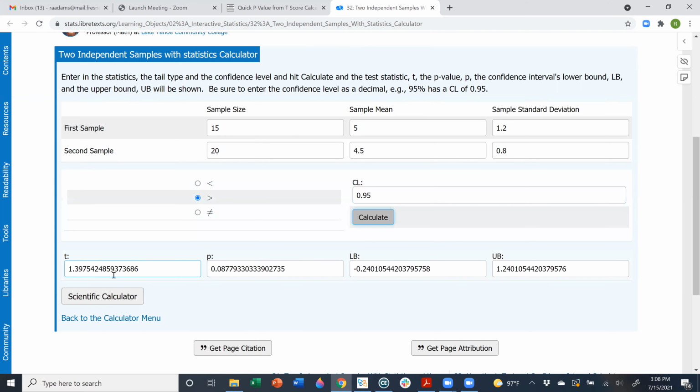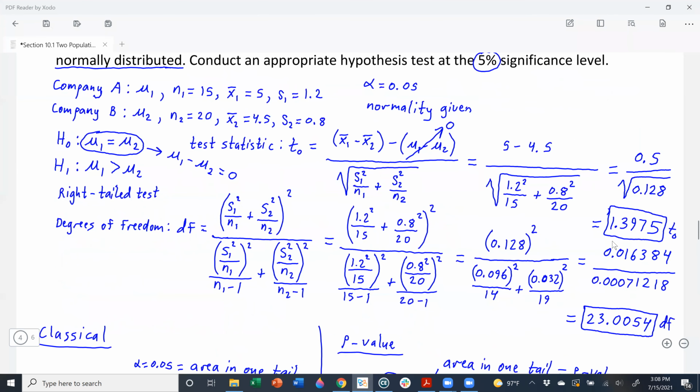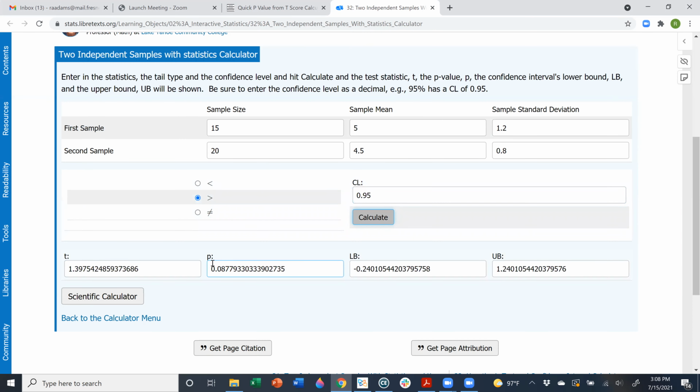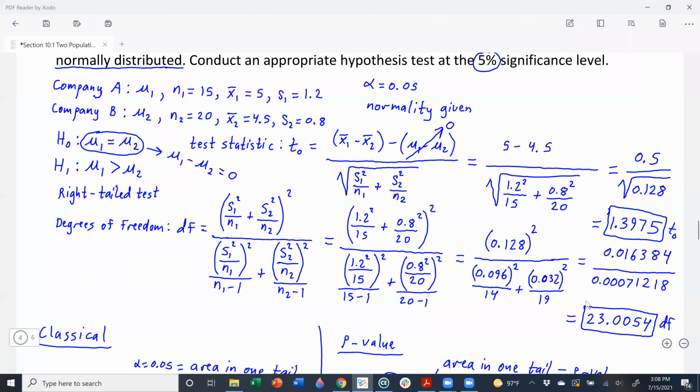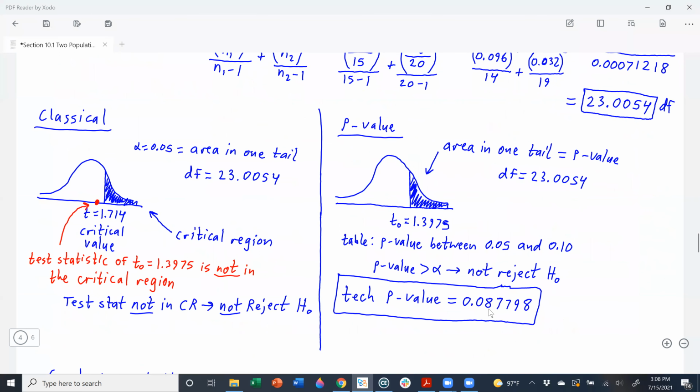Okay, so let's calculate, and here is the T-score. That's the test statistic, 1.3975. So all that work that we did to get that 1.3975, that's the test statistic. And the p-value right there. All of that work that we had to do getting the degrees of freedom in order to calculate that p-value in the first place, there it is, just the p-value. We don't know the degrees of freedom, but we do know the p-value, 0.08779, and that matches our p-value of 0.08779. Close enough out to several decimal places.